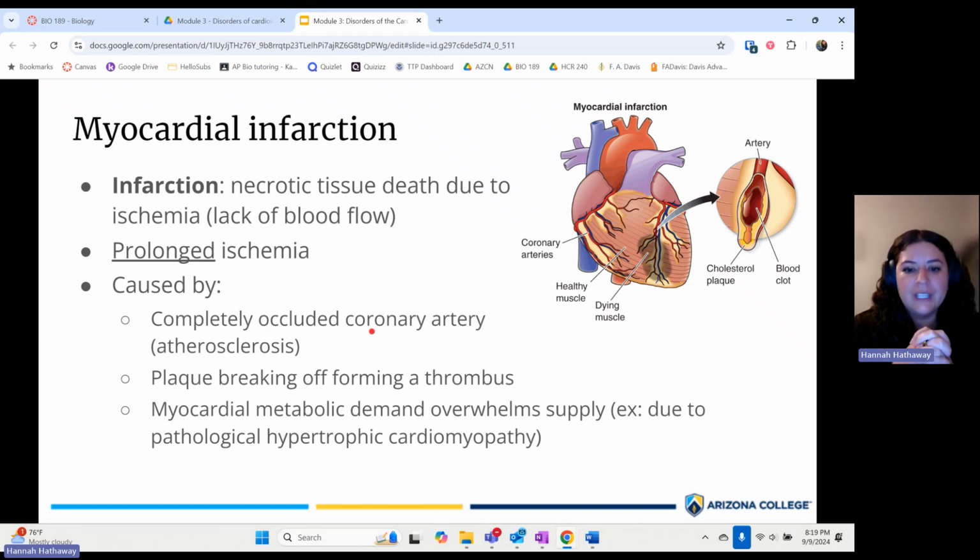And then it also, like I mentioned, can be due to demand overwhelming supply. So if the heart is just working so hard that it's chronically not able to get enough oxygen, even though the blood flow is kind of working okay. That can happen with things like hypertrophic cardiomyopathy. So the heart is just enlarged and not working as well. That's usually secondary to something like hypertension.